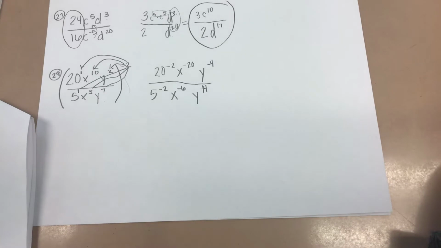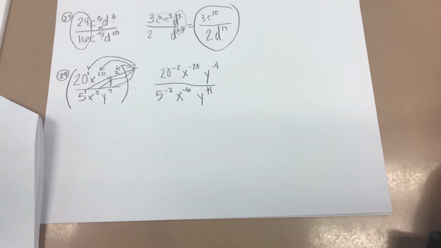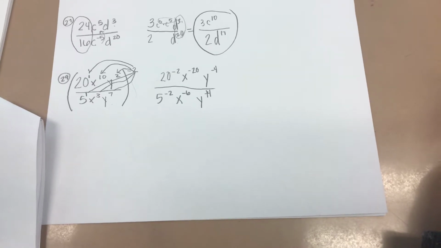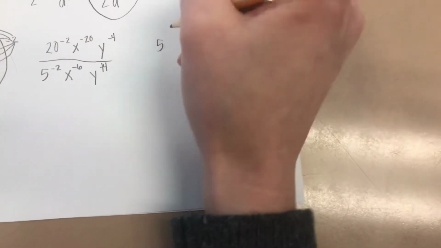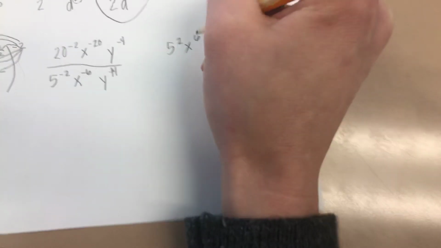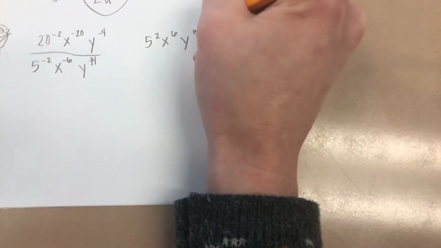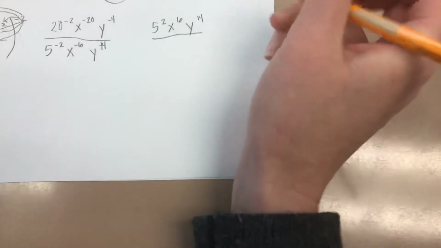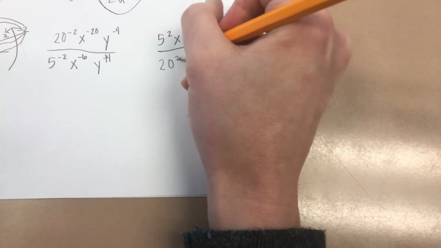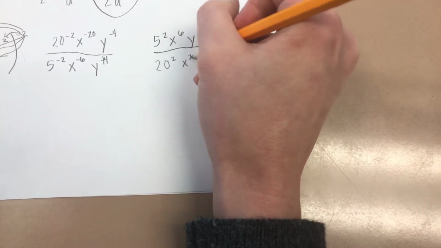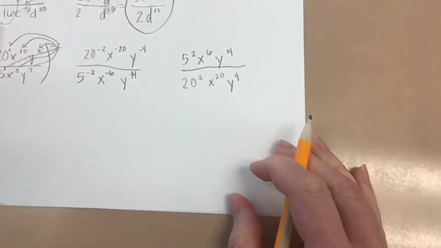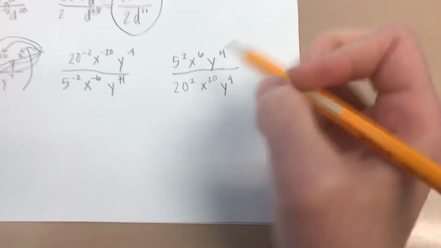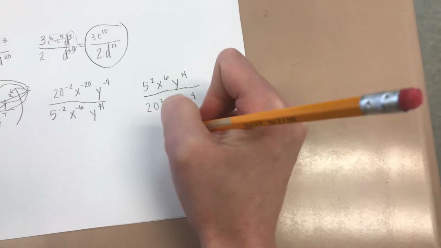Now, do you see how everything has a negative exponent? That means everything has to jump the line to change the sign. So I'm just going to go ahead and rewrite it. And when I do, I'm just going to put everything that was on bottom on top and everything on top on bottom so that those signs change. Now, I'm going to do 5 squared. That gives me 25.